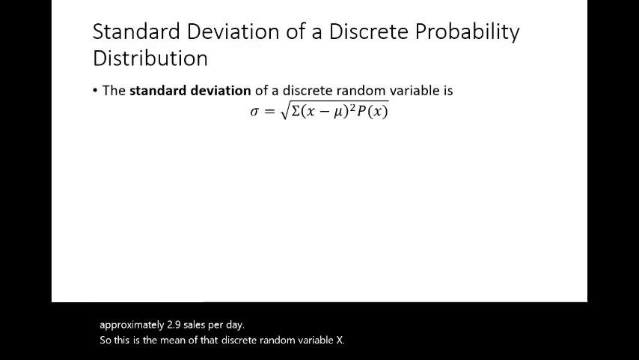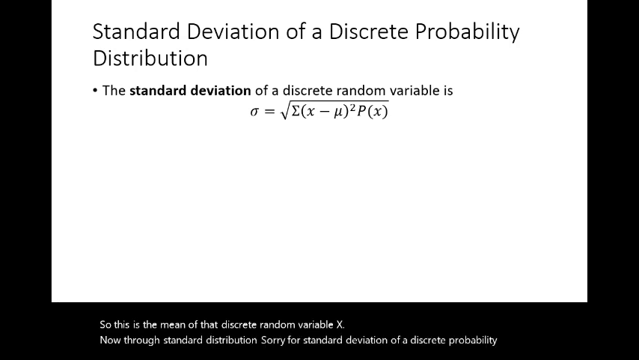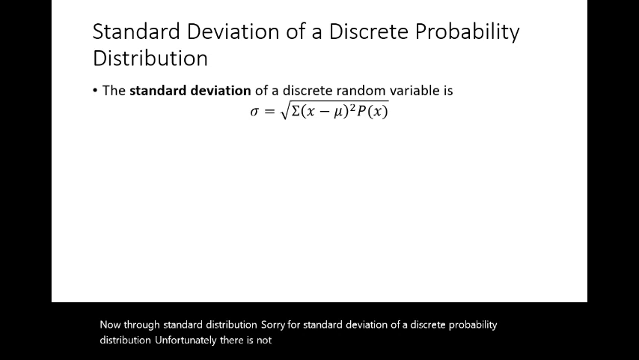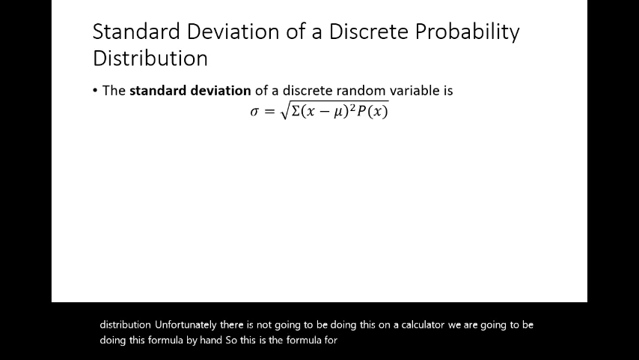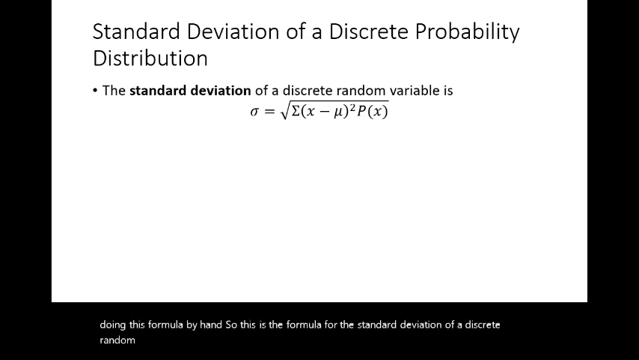Now, for standard deviation of a discrete probability distribution, unfortunately, you're not going to be doing this on a calculator. We are going to be doing this formula by hand. So this is the formula for the standard deviation of a discrete random variable. Now, with this formula, as scary as it looks, you do have to remember order of operations. So we're just going to go through what you should be doing and in what order.